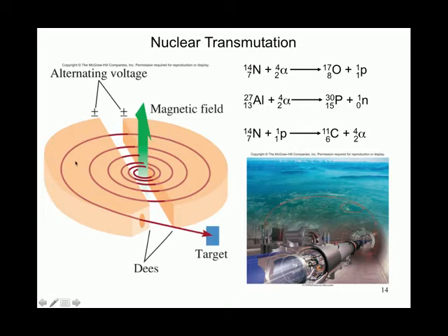So by alternating the magnetic field, they can take these particles which have charges, and they can get them moving faster and faster and faster. So an alpha particle would be our biggest type of bullet. A proton is smaller. But all of these are positive charged now.